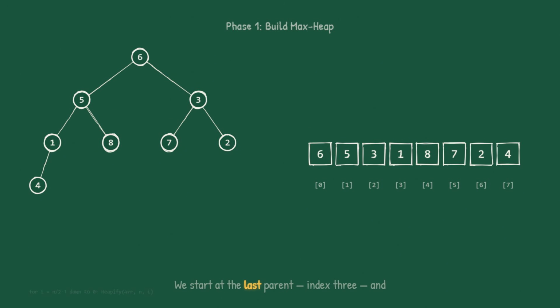We start at the last parent, index 3, and work backwards. Index 3, value 1. Its left child is at index 7. Value 4. 4 is bigger than 1. No right child, so 4 is the largest. Swap. 1 is now a leaf. No more children. Done. Index 2, value 3. Left child is 7. Right child is 2. 7 wins. Swap. 3 is now a leaf. Done.